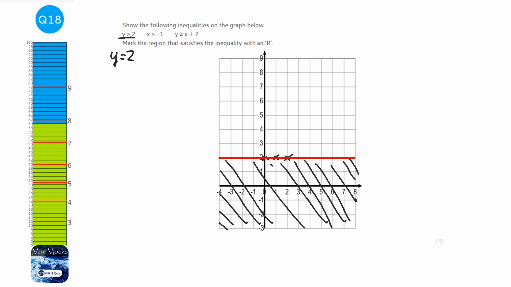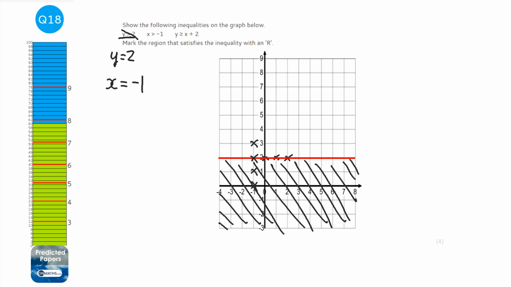And some teachers say shade in the region you want, but it's a lot easier to see the region you want if you shade out everything else. Otherwise you're looking for overlapping regions. Okay, so that is done, so we can cross that off. Okay, next one, we want to do the line x equals minus 1. Okay, so where does x equal minus 1? In fact, all the way up this line here.